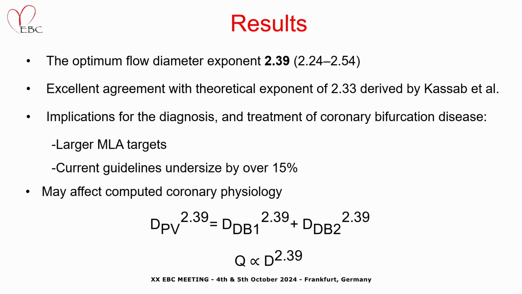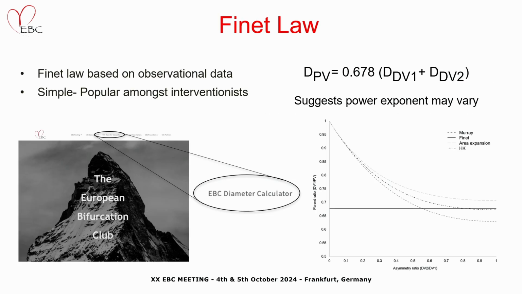And the equations that I showed you on the first slide, I've got them rewritten there with the meta-analysis result of 2.39. But some of you out here may be thinking, but there's another law that I use to size coronary bifurcations. What about Finet's law?